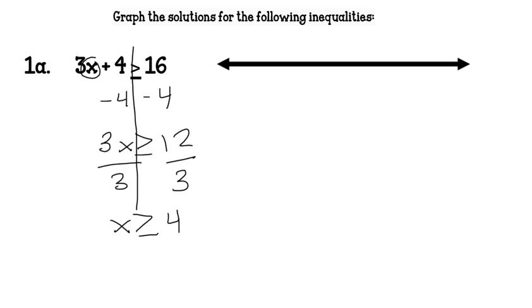I asked myself, was 3 negative? Did I divide by a negative? No, I did not, so I can just leave my sign as it is. I have 4, 3, and 5. And now I make an open circle at 4. I'm sorry, a closed circle at 4. And I shade it to the right.